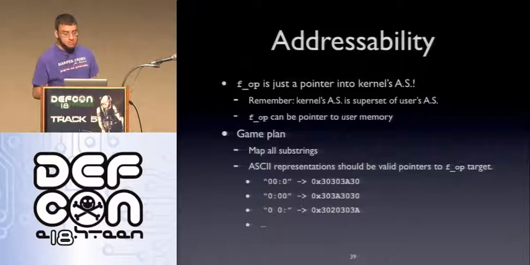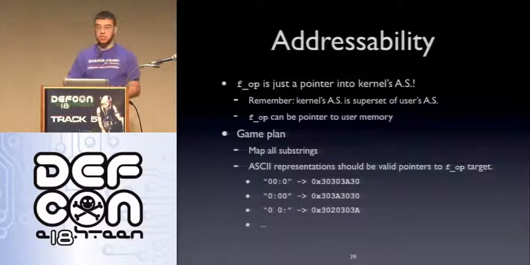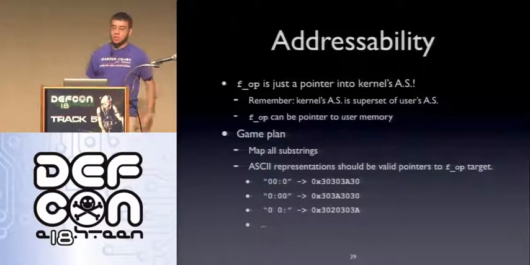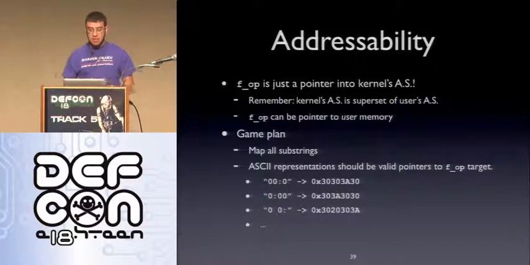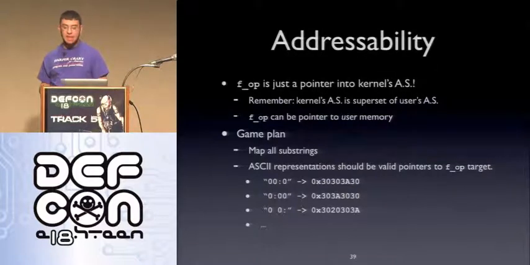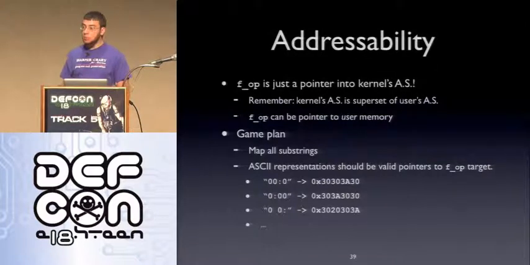What's interesting about that? The kernel's address space is a strict superset of the user's address space on x86. And so that means that it would be okay if FOP was a pointer into user memory. It doesn't have to be a pointer into kernel memory.